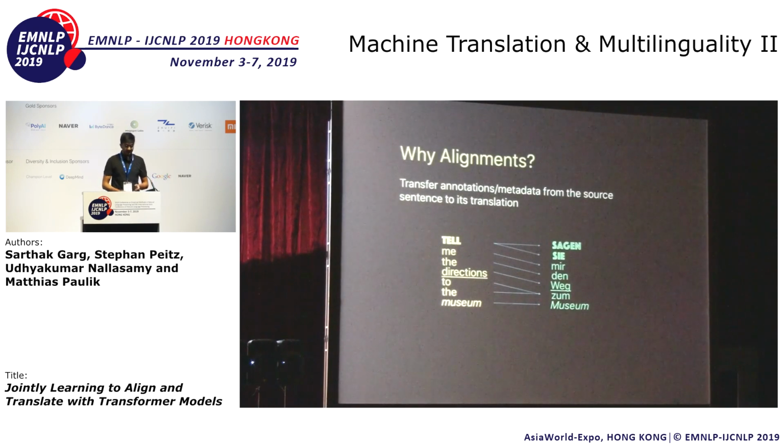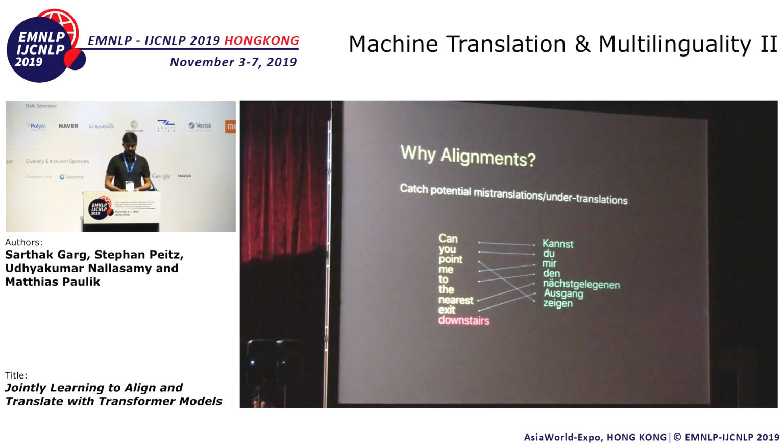So the question arises why we actually need these alignments. There are several possible use cases of word alignments. One of them could be to transfer annotations or metadata from the source sentence to its translation. Whenever we are translating content with rich formatting, various stylizations or hyperlinks, we need to transfer these annotations to the correct places in the translation. And if we have a word alignment mapping, then we can do this very easily.